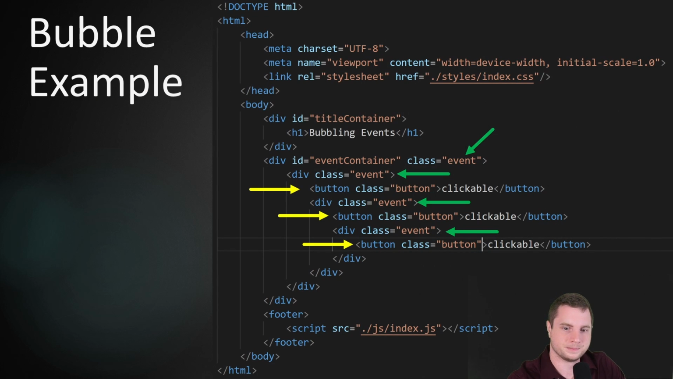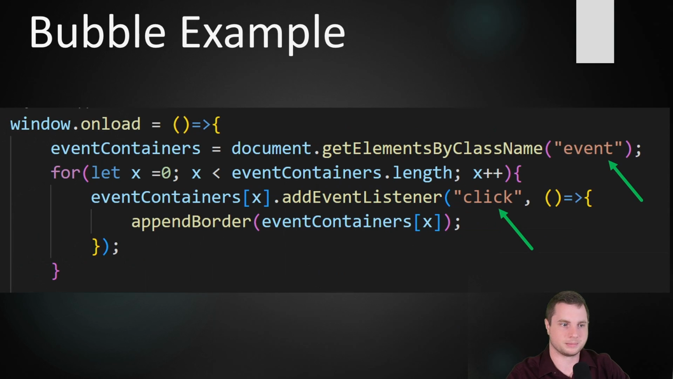Okay, so here's our little example. What I'm trying to do is highlight the class of event. And then we have a bunch of buttons inside of each one of those events. Each class of event, and I'm pretty sure I did just border on this one, is just going to highlight as a border. So I'm going to click this button down here for my example, and then we're going to get a bunch of highlights.